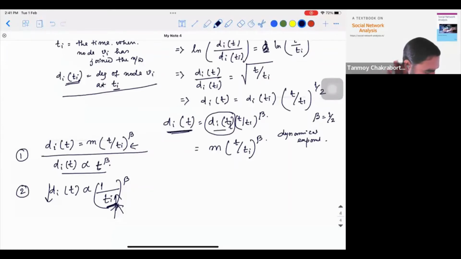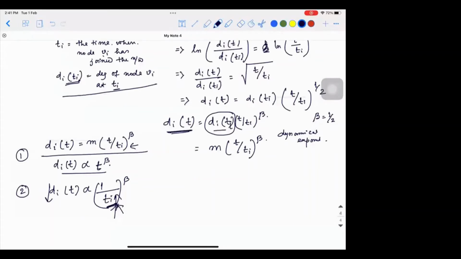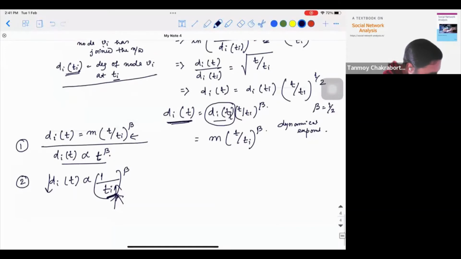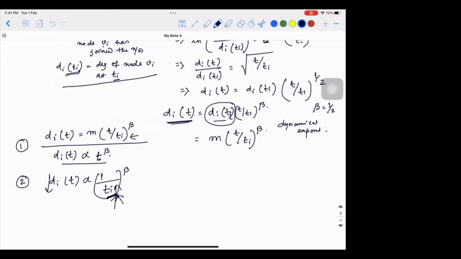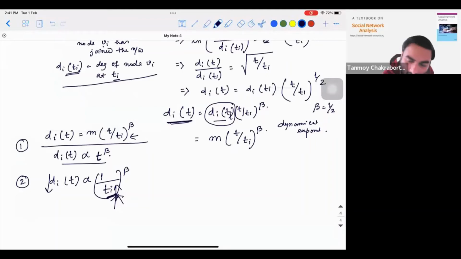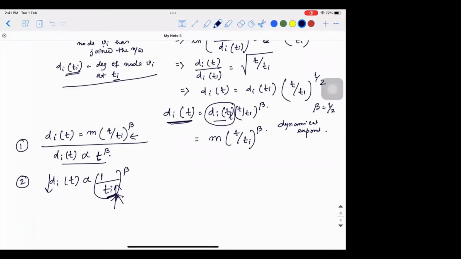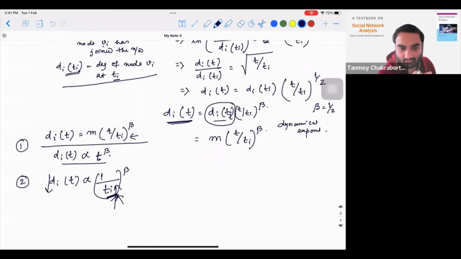What's the meaning of this? So the nodes which join late will have a lower degree. Tell me, if the node joins late, then what would happen? They would have lower degrees. That means the node which joins early will have high degree. Right? Yes or no? If the node joins early, they have high degree.